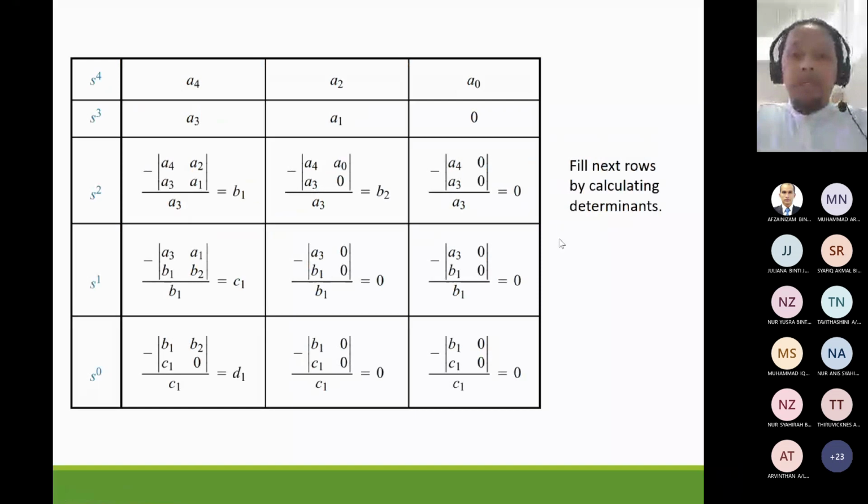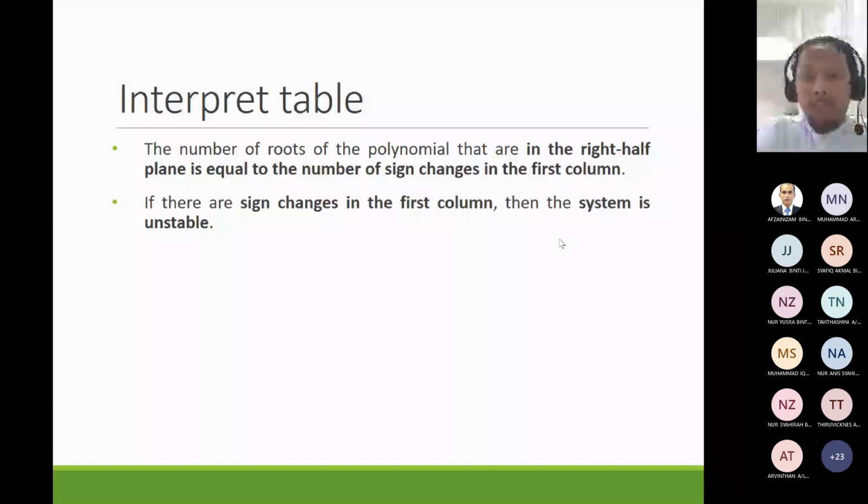Okay, so after we generate the Routh table, then we can interpret the table. To interpret the table, we need to look at the first column of the table. The number of roots of the denominator that are in the right half plane is equal to the number of sign changes in the first column. If there are sign changes in the first column, then the system is unstable. Let's look at an example of this interpretation.